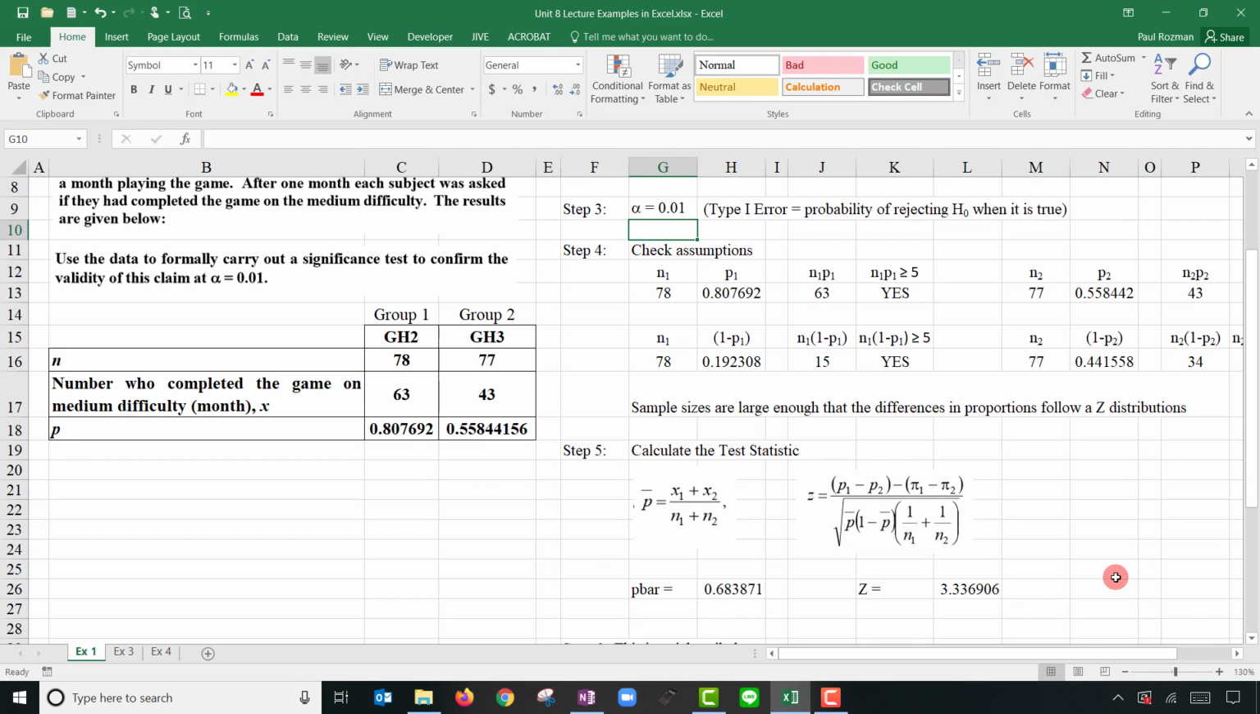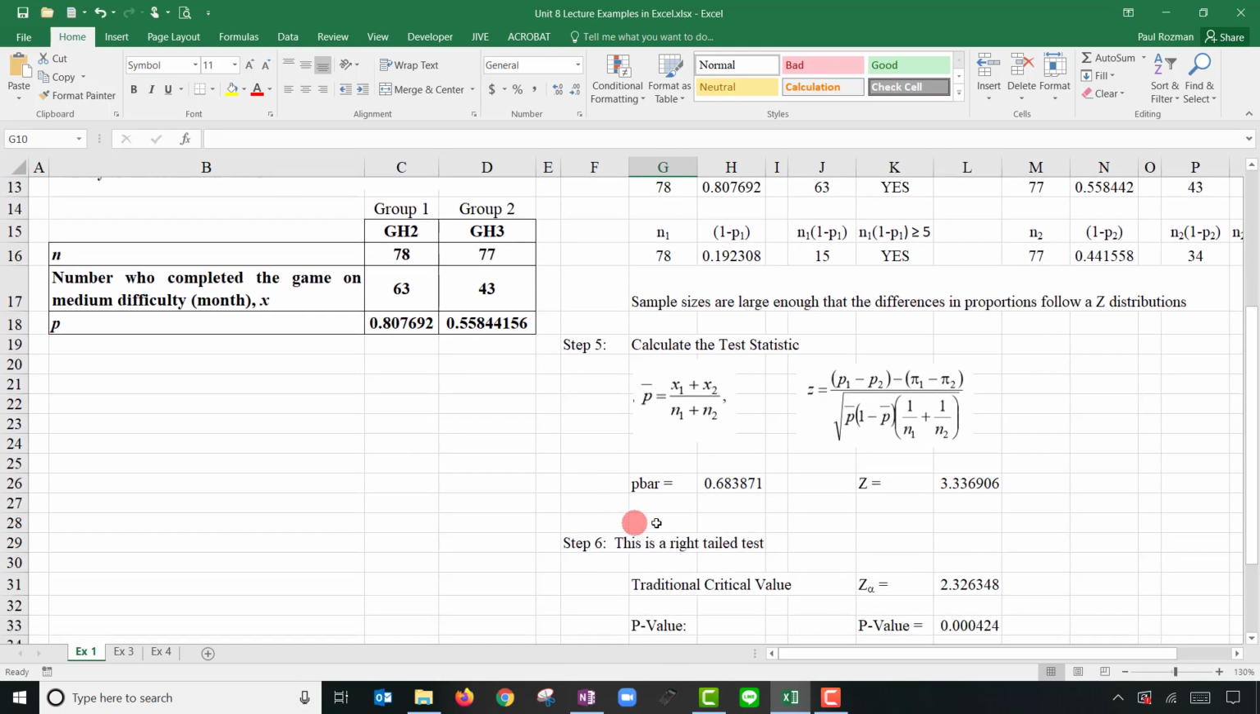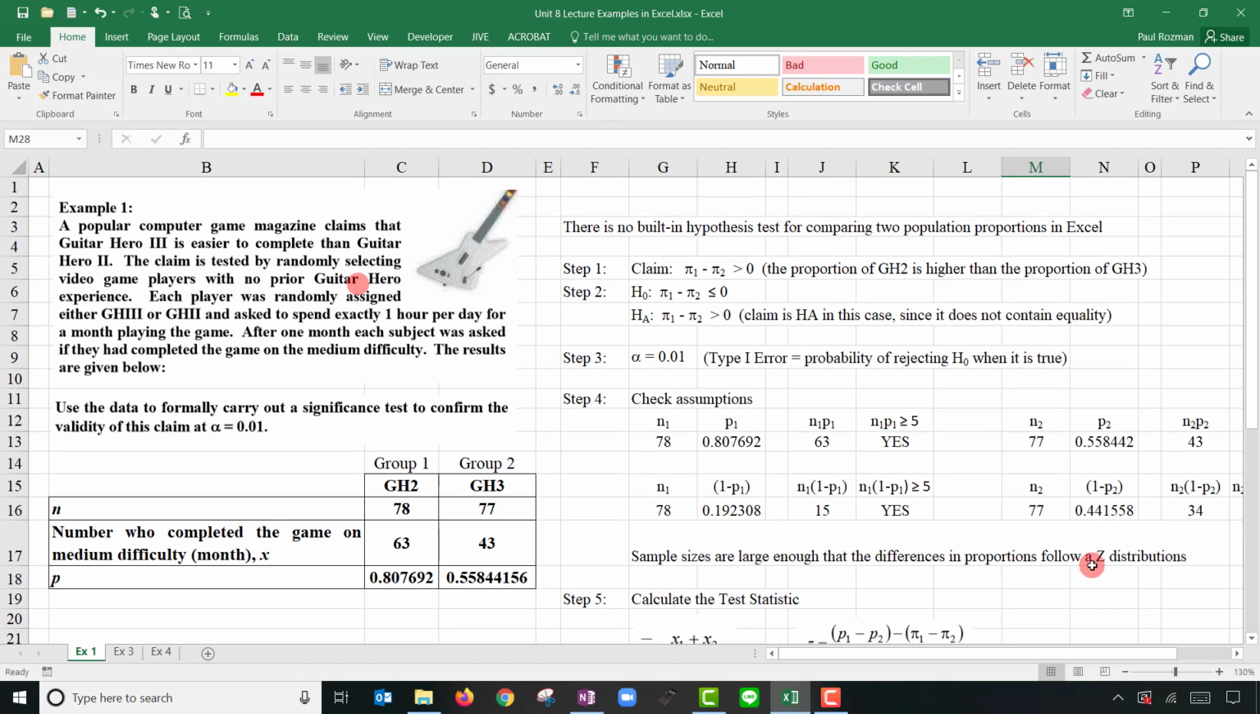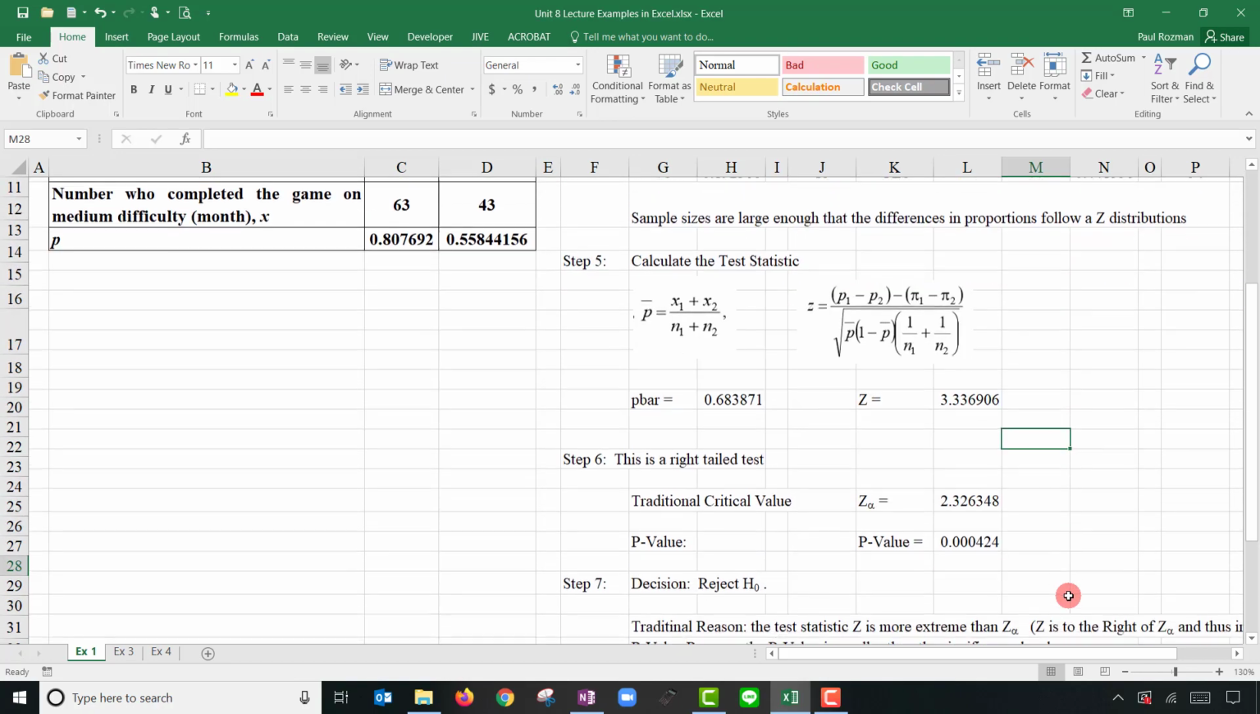You don't need to make it that nice, I was lazy with p bar. A lot of times if I'm doing something like this, I would just write pi 1 minus pi 2 greater than 0 or whatever. And it's good enough for me to remember it. But I just wanted to show you that in case you ever wanted to do anything all in Excel like this.